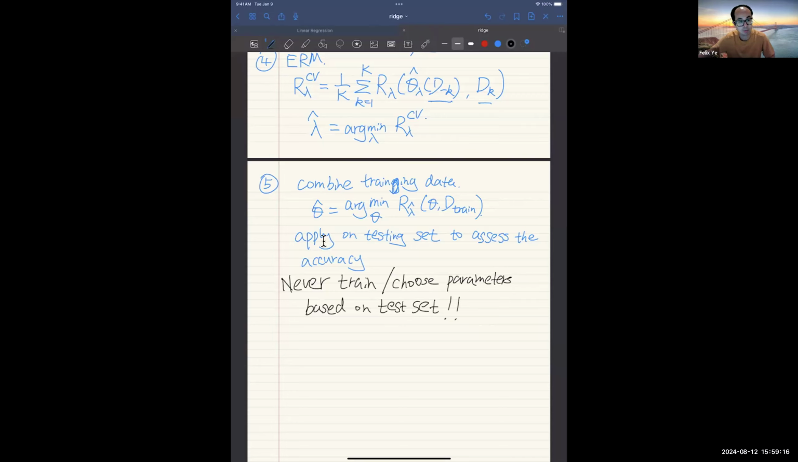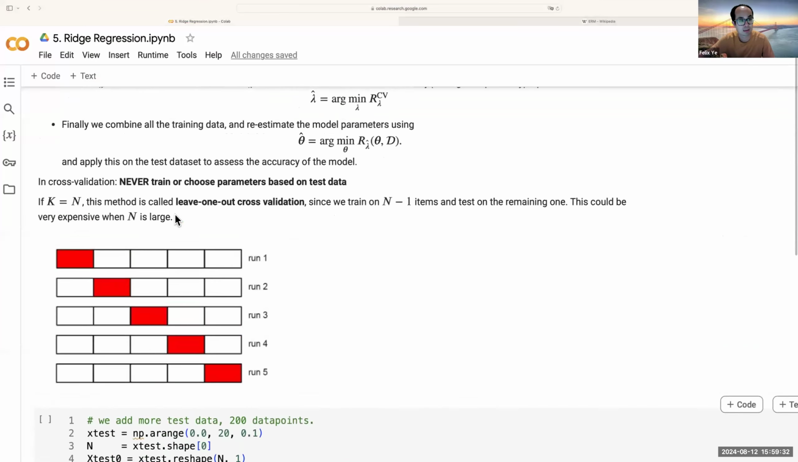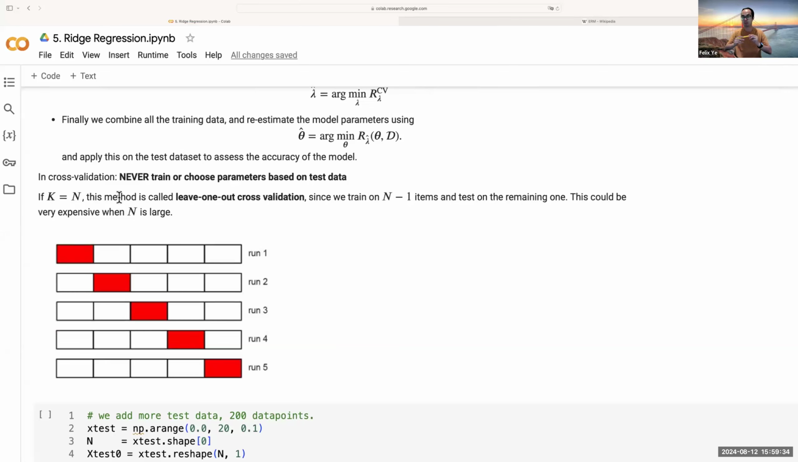Of course, we can choose all sorts of different k. For example, we can choose k equal to n, the number of points. This is called leave-one-out cross validation. Basically, we always train on the n minus one items and test on the remaining one. That could be very expensive if n is very large.